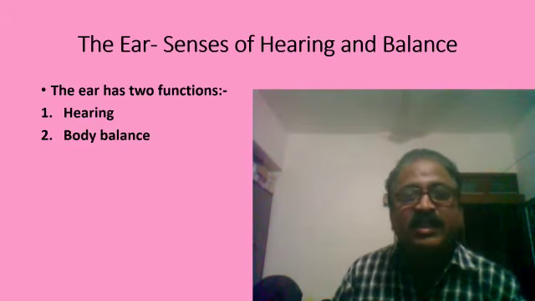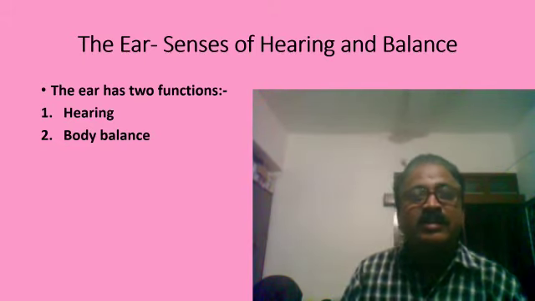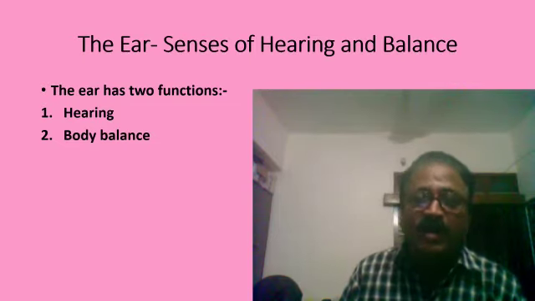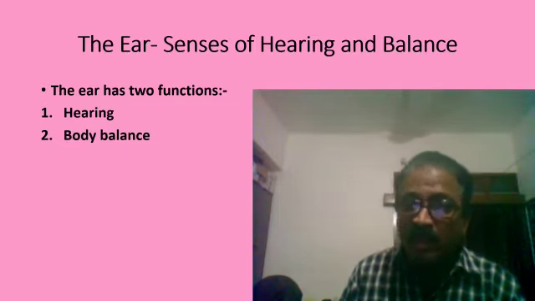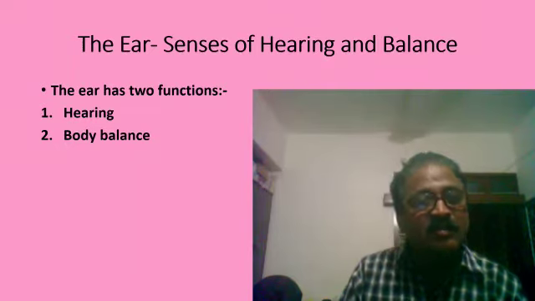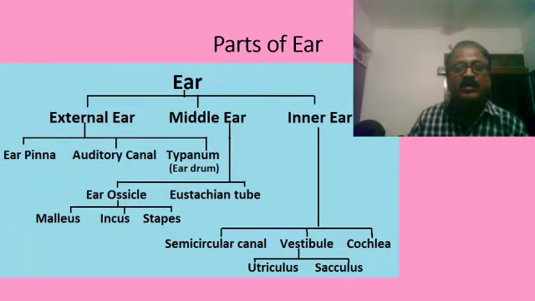The ear, senses of hearing and balance. The ear has two functions. One is hearing and another is body balance. Parts of the ear. Ear has three different parts: outer ear or external ear, middle ear, and inner ear.